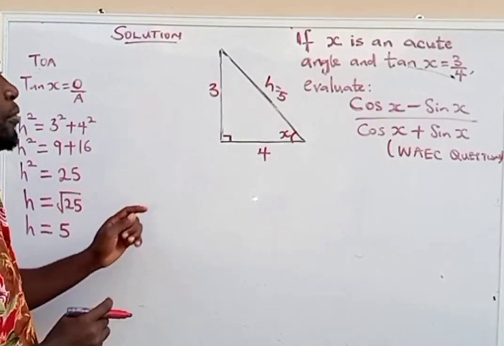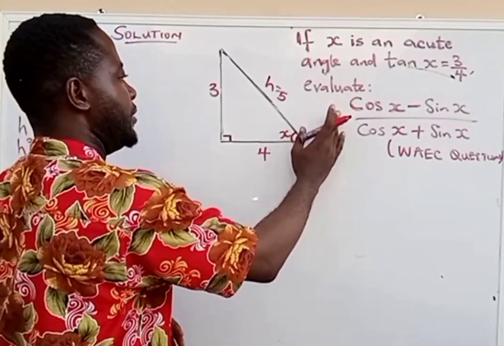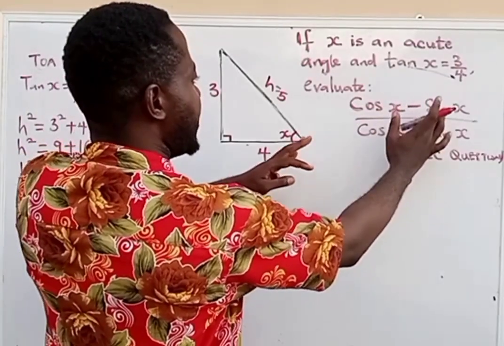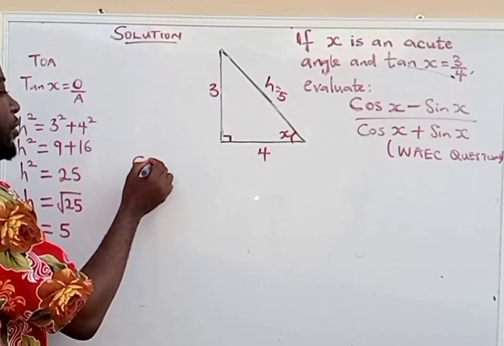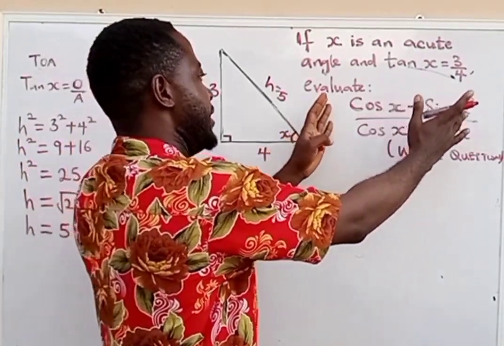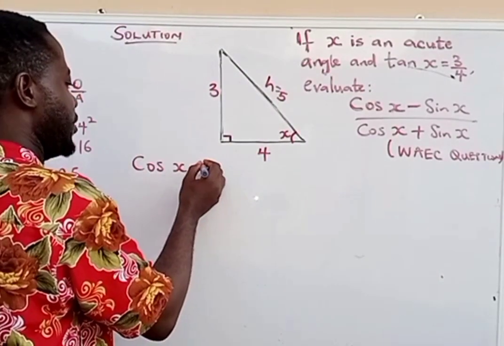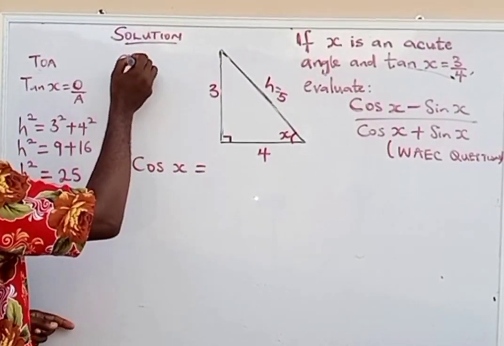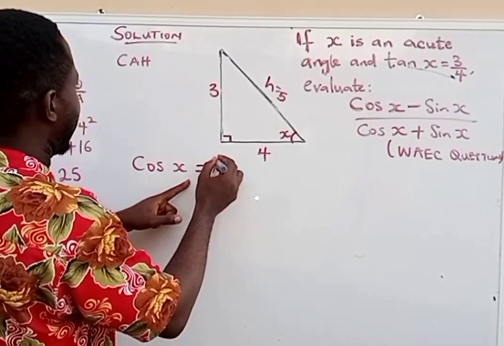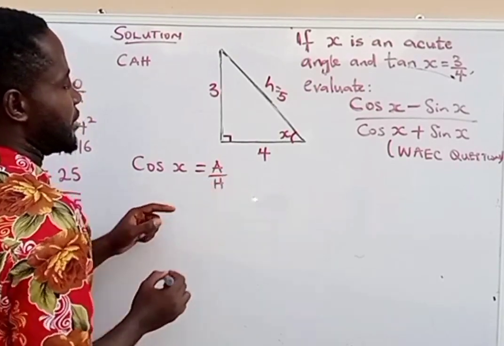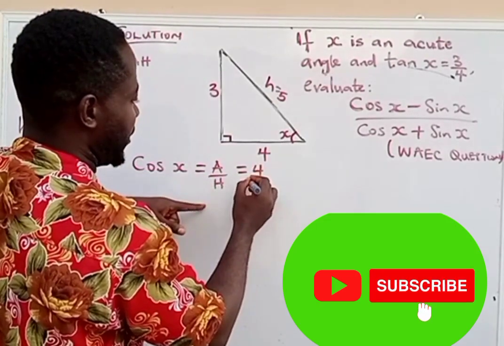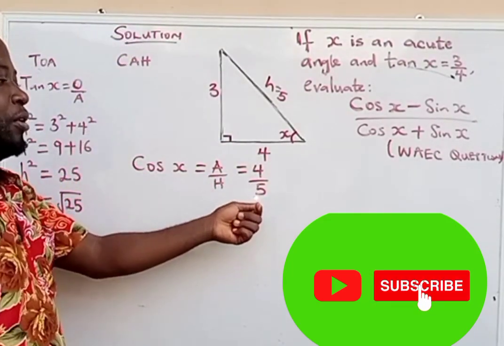Now, having gotten the value for the hypotenuse, I can move on to solve this question. The question says we should find cos x minus sin x, so let's find cos x first before we input it in this formula. Cos x is adjacent over hypotenuse. What's the value for adjacent? The value for adjacent is 4 and the value for hypotenuse is 5. So cos x is 4 over 5.